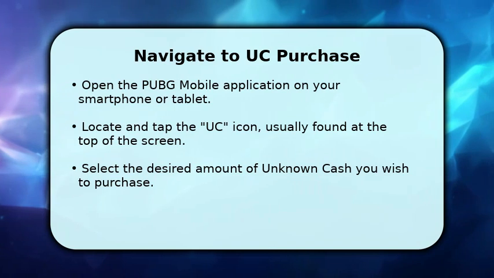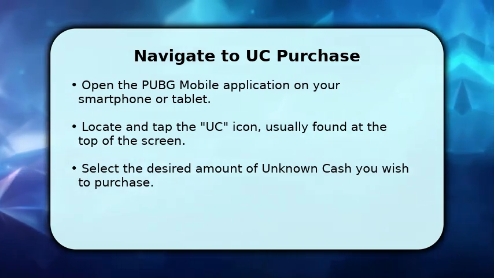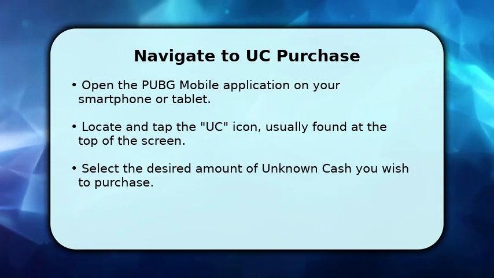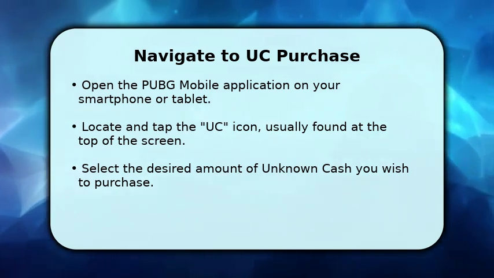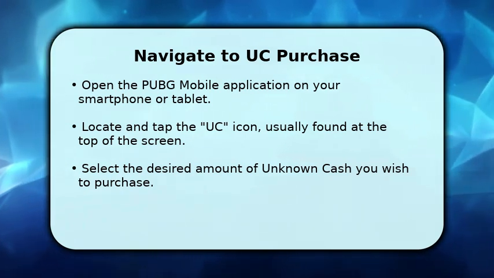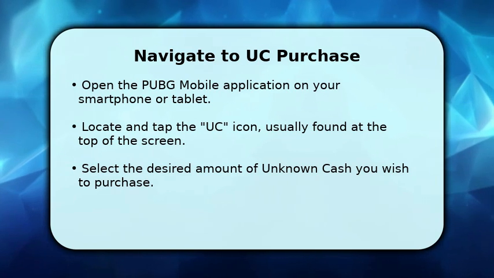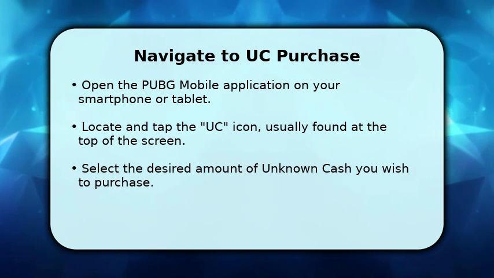Open your PUBG Mobile app and look for the UC icon, typically positioned near the top right corner of your screen. Tapping this icon will take you to the Unknown Cash Purchase interface. Here, you'll see various UC packages available. Carefully choose the specific amount of UC that best suits your needs and budget for your in-game purchases.